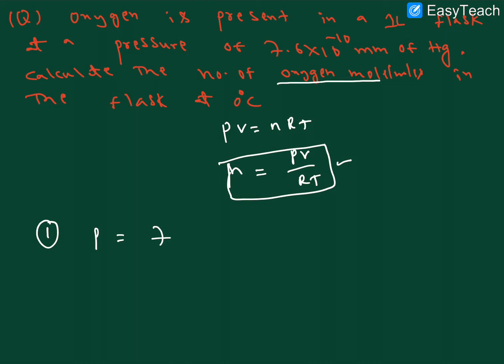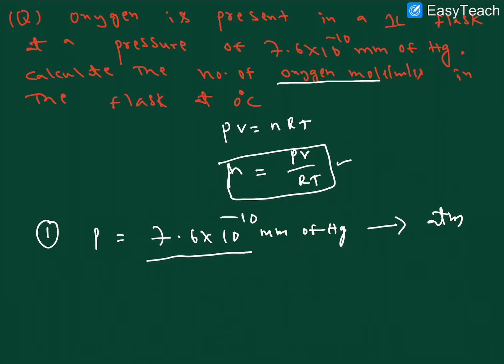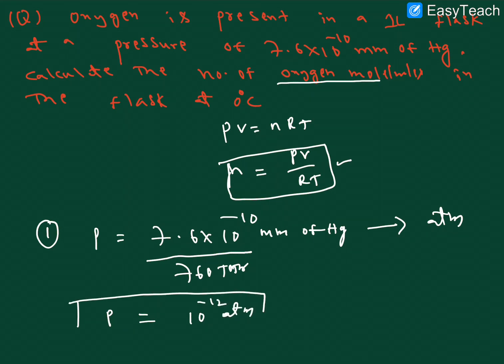So what is the number of molecules? The number of molecules is equal to 2.68 into 10 to the power of 10. This is called the number of molecules, right? For the number of atoms, this is multiplied with atomicity, right? Then we'll get the number of atoms. The atomicity of oxygen is 2, so we have to take 2 into 2.68 into 10 to the power of 10, and we'll get the number of atoms.